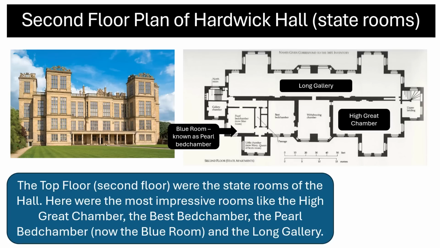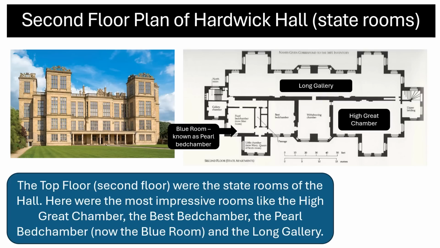Okay, now the second floor plan of Hardwick Hall. The second floor is all about the staterooms. These are your best rooms, and you'll notice that the windows are much bigger. The ceiling height is the highest on the top floor. Remember, we said that Hardwick Hall reflected the Great Chain of Being. Now these are the staterooms, and here are the most impressive rooms, like the High Great Chamber, the Best Bed Chamber, the Pearl Bed Chamber, which is now known as the Blue Room, and of course the Long Gallery, which stretches all across that side of the building. So very, very impressive rooms on the top floor.